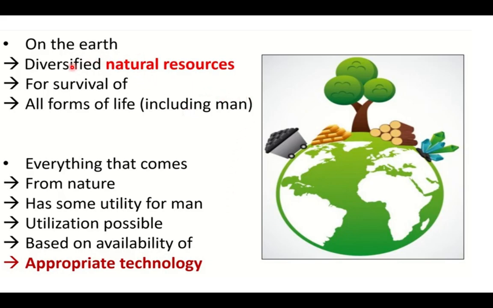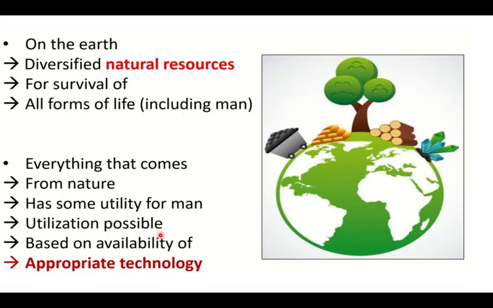On the earth, varieties of natural resources are there. They are there for the survival of all forms of life, including man. So natural resources are very helpful for our life. Everything that comes from nature has some utility for man. So naturally, whatever resources are occurring have proper usage for man.